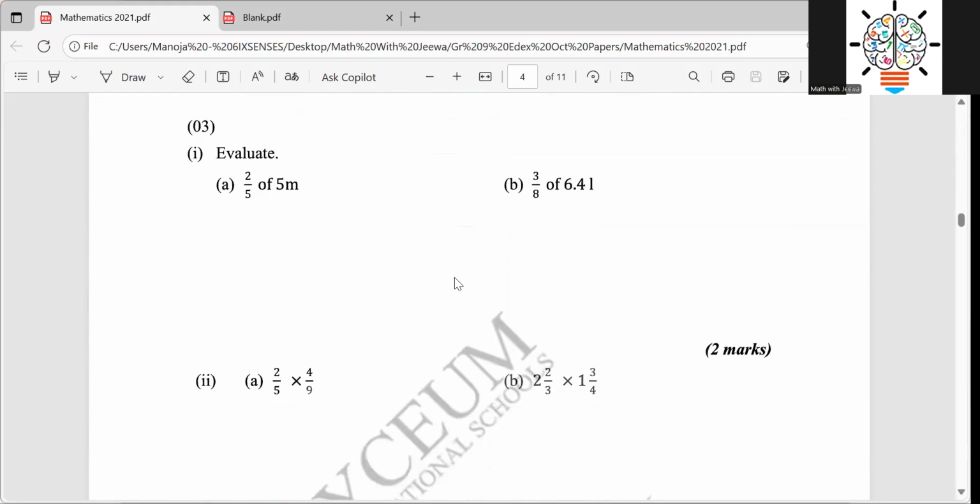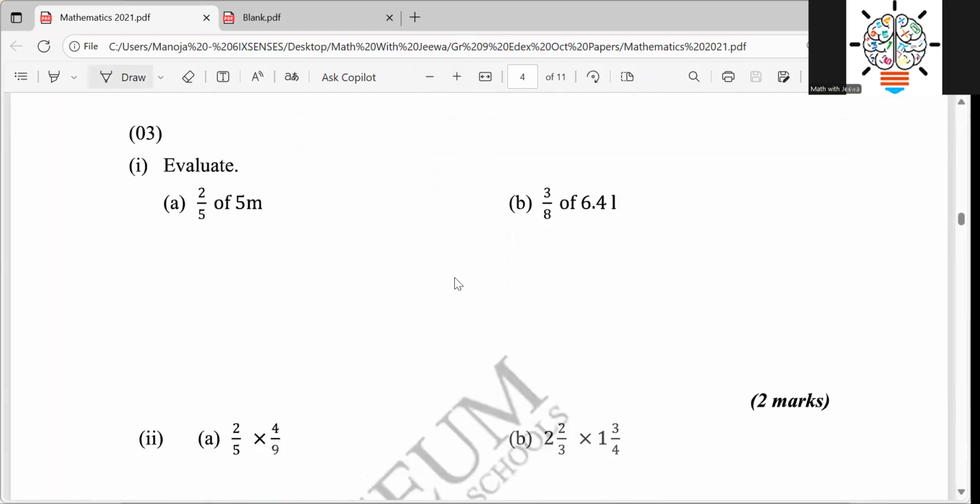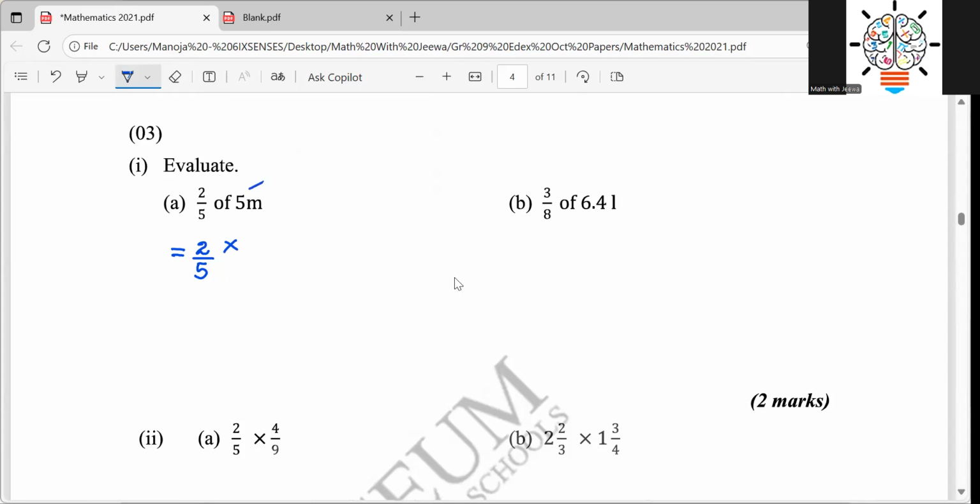question number 3. Some of the answers I can write here itself, so I will write and show you. And these things you have done in your lower grades too. So when you have 2 over 5 of, it means multiplication. Instead of 5 meters, if needed, you can write 500 centimeters. But here we will just write 5 as it is because we can cancel this 5 and 5.